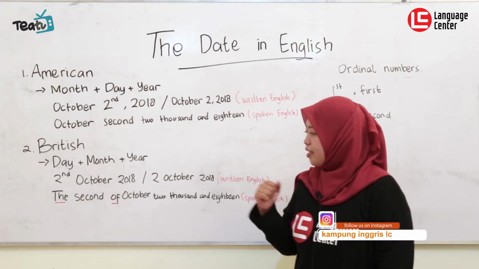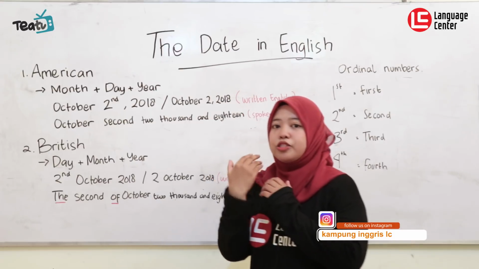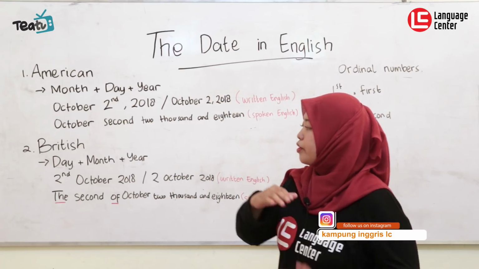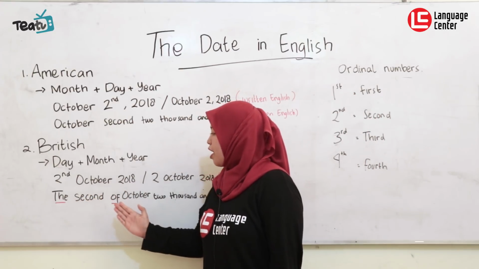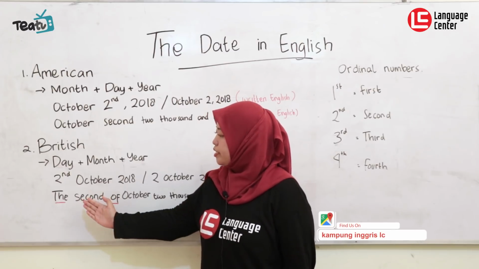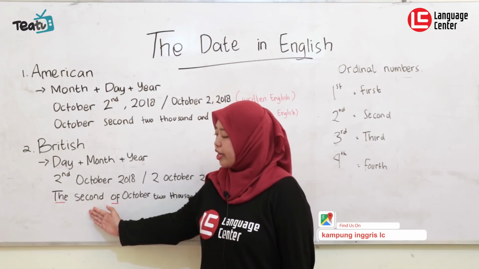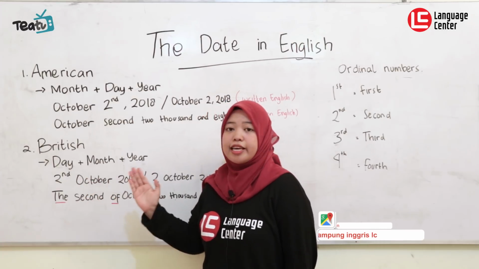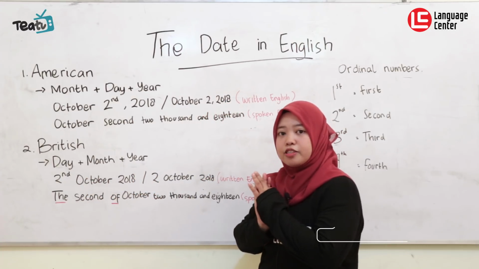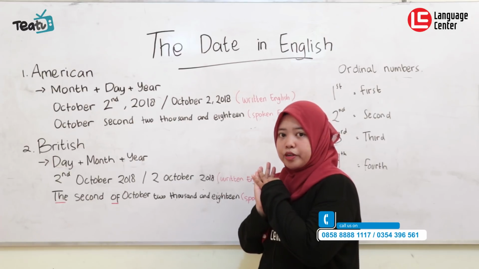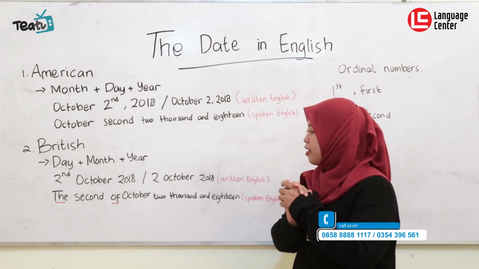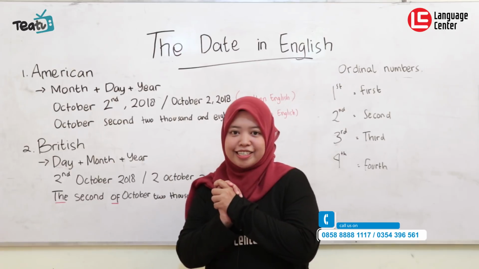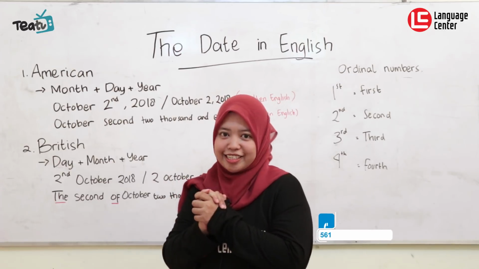Okay? Don't forget, if you want to say it in English, don't forget to put "the" at the front and "of" between the day and the month. The 2nd of October, the 1st of October, the 3rd of October, like that. Okay? Have you got it?